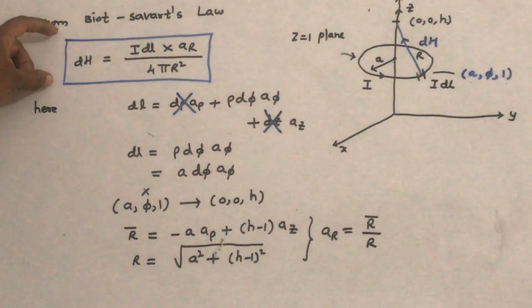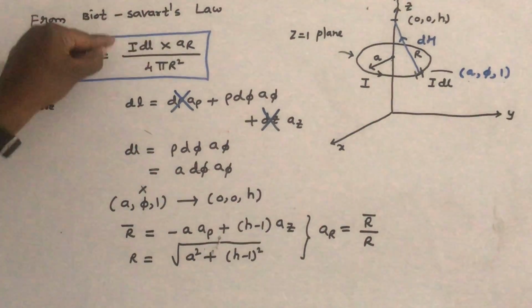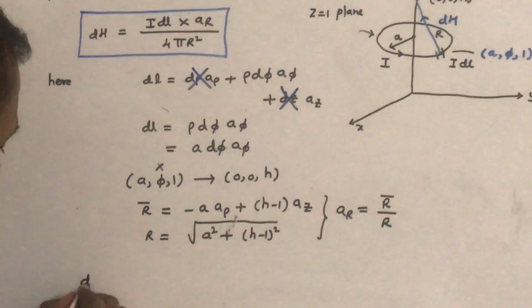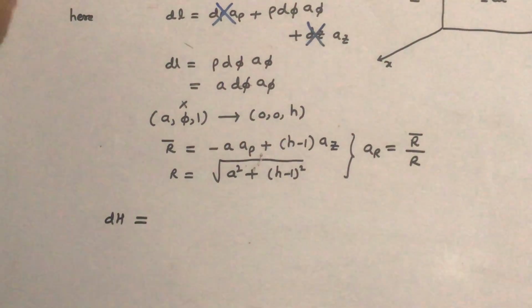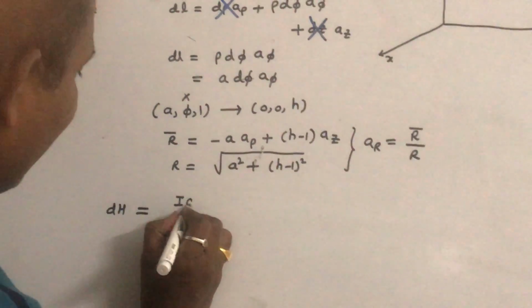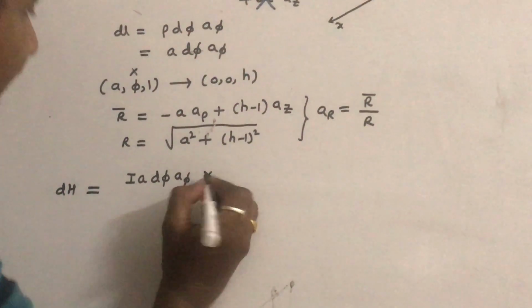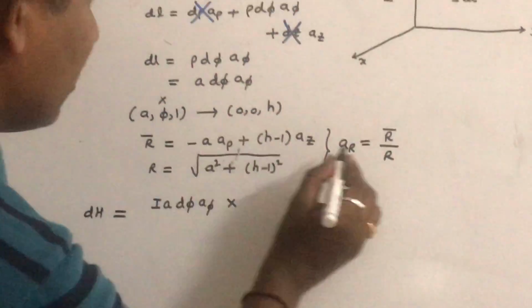Substitute these things in Biot-Savart's law to find out dH because of the small section Idl on this loop. So therefore, in the Biot-Savart's law, the magnetic field intensity dH because of what is Idl? Idl is a dφ aφ, because the current flowing is in the aφ direction. So aR, the unit vector, is R bar by R.